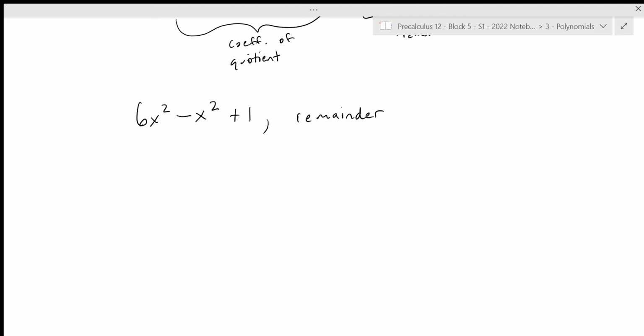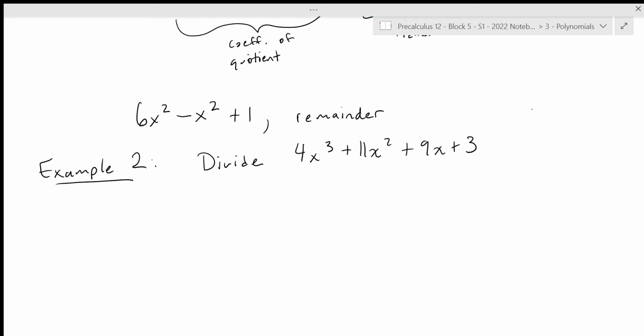Okay, so example 2. What if we want to use synthetic division? It does seem a lot faster than polynomial long division. What if we want to divide by something that does not have a leading coefficient of 1? So let's look at what happens if we want to divide 4x cubed plus 11x squared plus 9x plus 3 by 2x plus 1. So let's say we wanted to divide that.